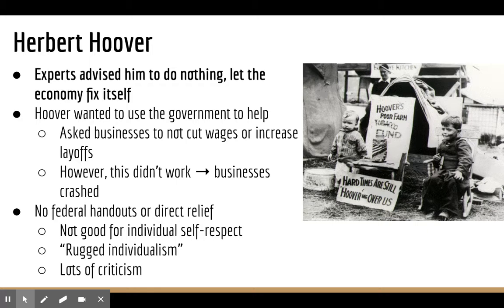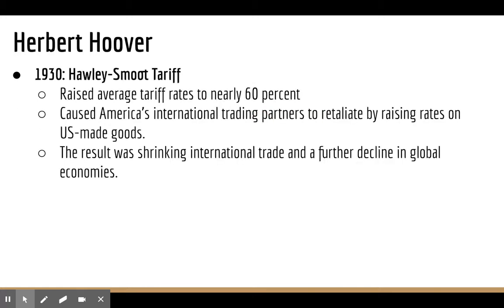However, that may work in normal circumstances, but in the Great Depression, this was met with a lot of criticism. Here's something else that Hoover tried, but ended up failing. In 1930, he passed the Hawley-Smoot Tariff. A tariff is a tax on international goods. So basically, he's increasing the tax on foreign countries who are trying to sell stuff in America. He raised the average tariff rates to nearly 60%.